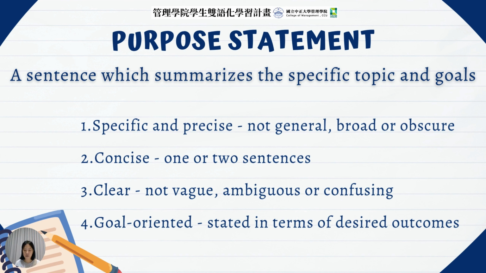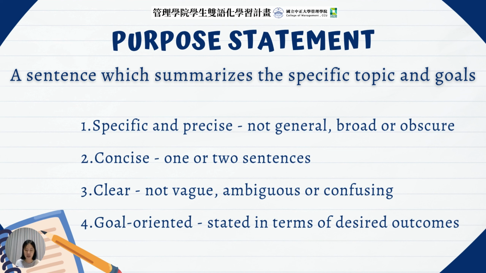For example, if you say, hey, today I would like to talk about jeans. This sentence is too general because you are not summarizing a specific topic and goals. So instead of saying, hello everyone, today I would like to talk about jeans, you can change your purpose statement into a different kind of way.